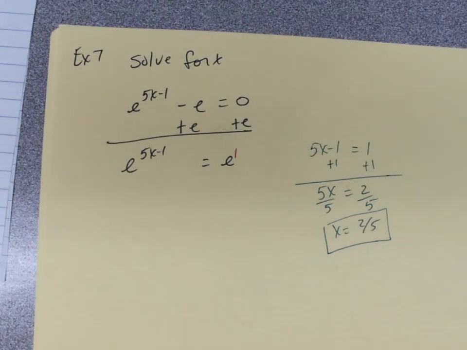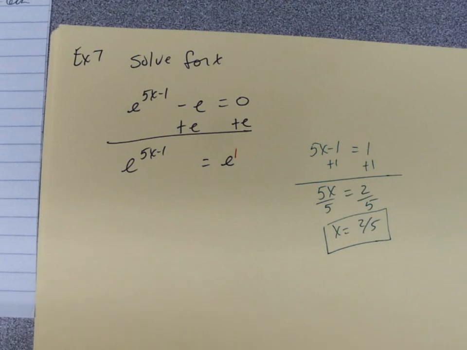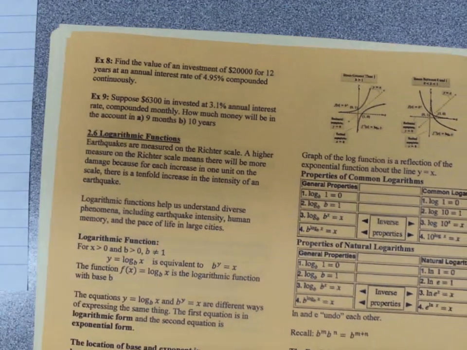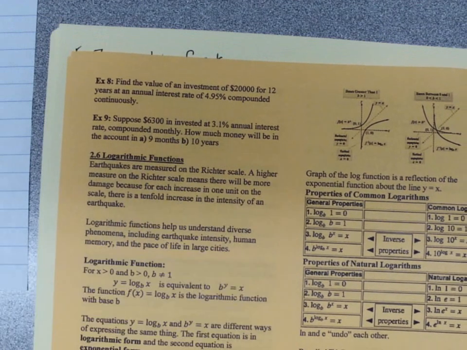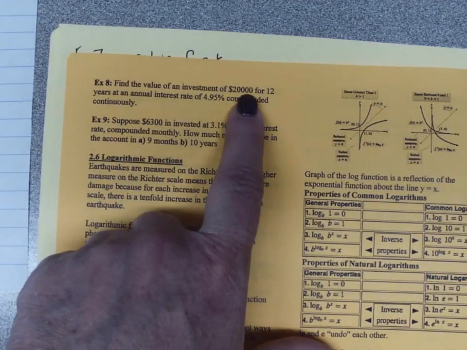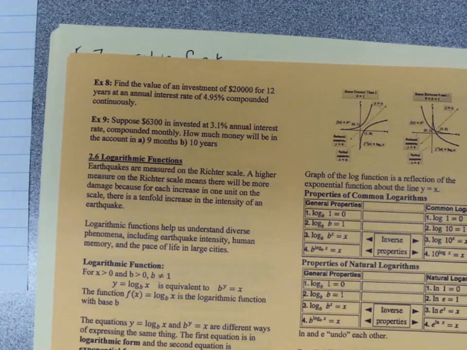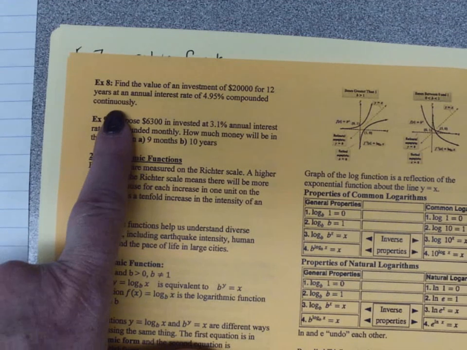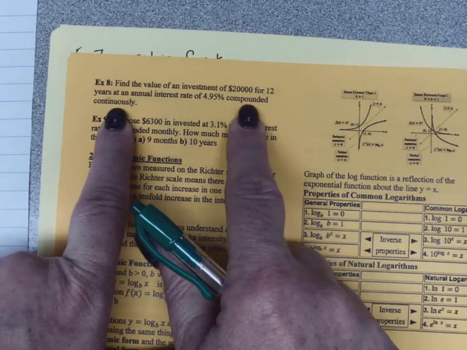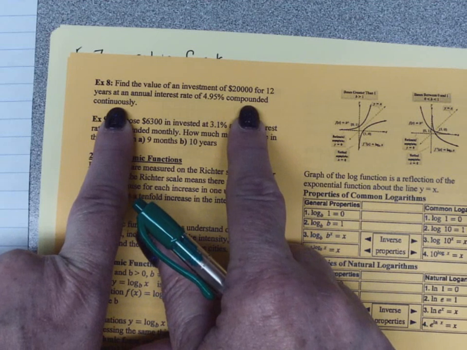Alrighty. So our first problem that we're going to do with using our interest formulas is find the value of an investment of $20,000 for 12 years at an annual rate of 4.95% compounded continuously. Continuously uses the e, so that's going to be your PERT formula.